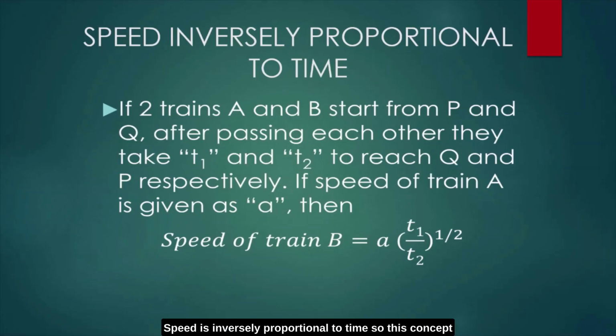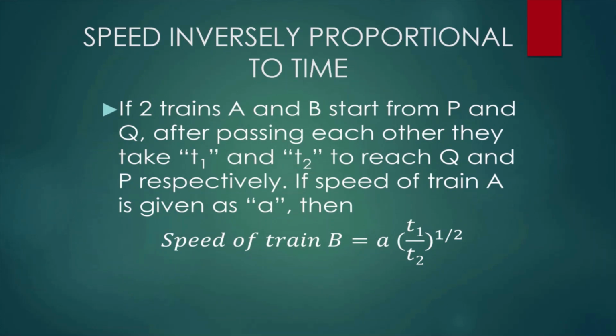Speed is inversely proportional to time. This concept we had already dealt with in the time, speed and distance topic. If two trains A and B start from P and Q, after passing each other, they take T1 and T2 to reach the destinations. So it is given in the question that there are two trains A and B. A starts from P, reaches Q. B starts from Q and reaches P. They meet at a certain point, after which train A takes T1 time to reach Q and train B takes T2 time to reach P.